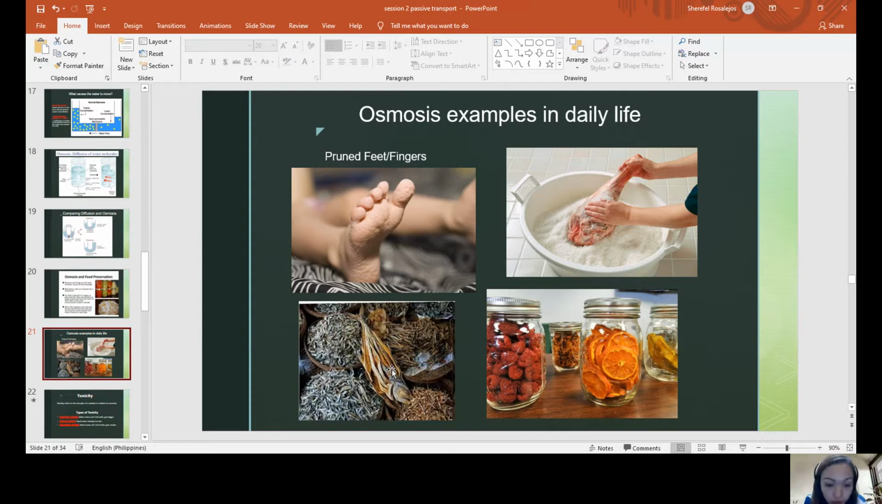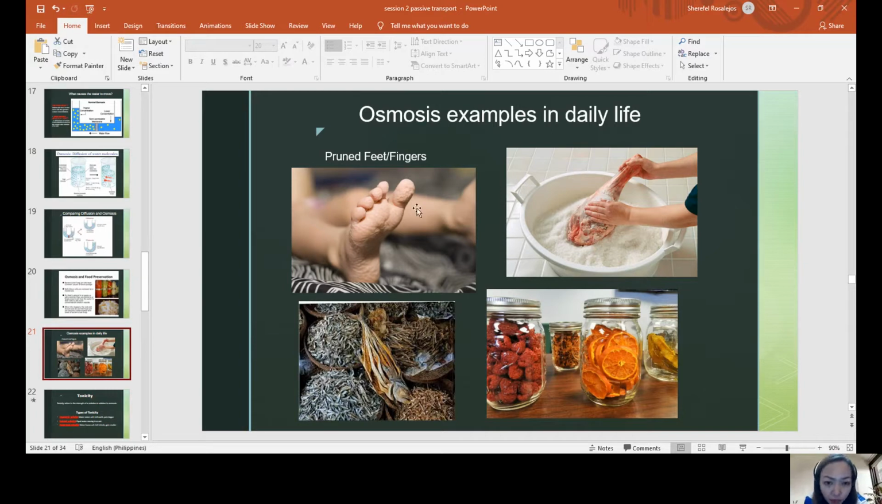The same thing with dried fish. It will not be spoiled. Why? Because there is plenty of salt that you put into the fish. And the bacteria cannot go near that fish. Why? Because they die. When they die, the water content inside their body is sucked out by the salt. Right? Because it is a living cell, it dies.